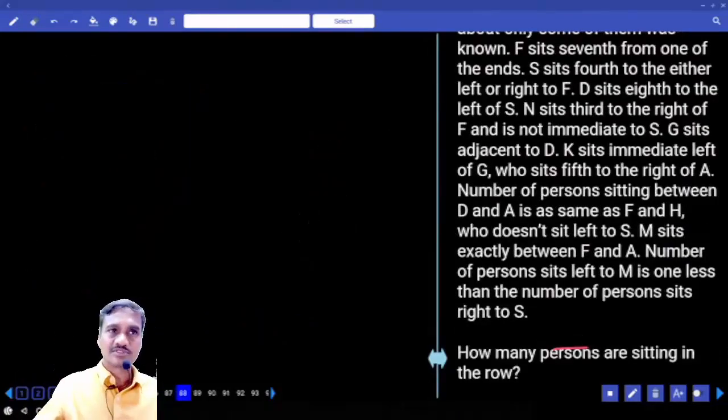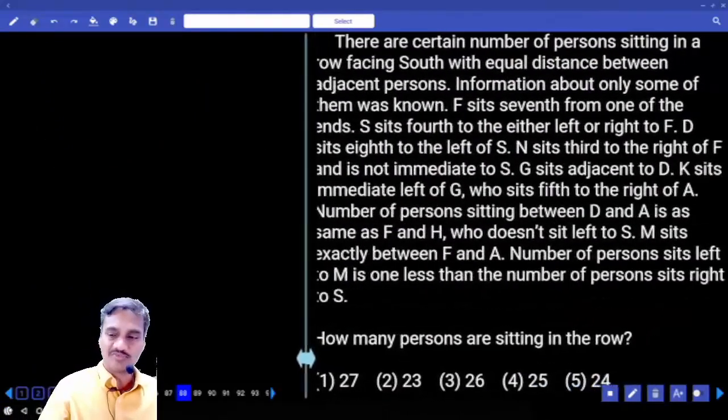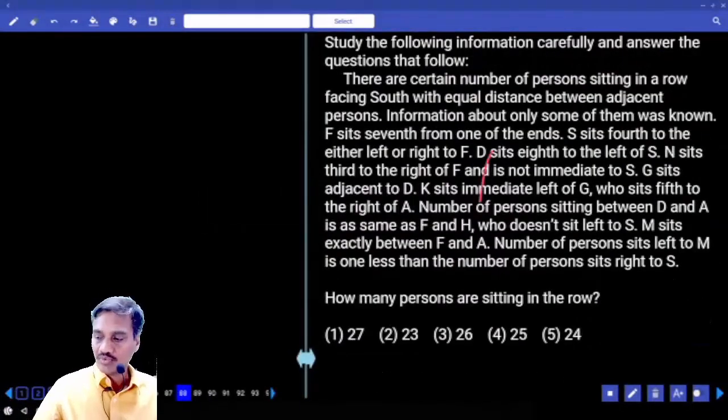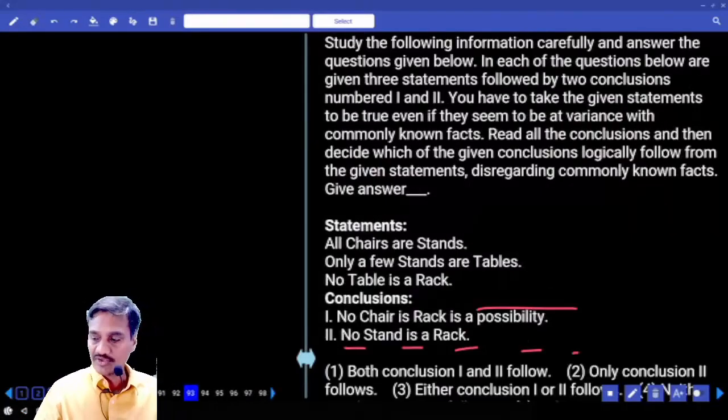Then 88 onwards. Now question numbers 88 to 92, there are a certain number of persons. Is this first priority or second priority? Second priority. Why does it come under second priority? One is uncertain. How many persons are sitting in the row? It is more than 20. Hence it must be a difficult one, definitely under the second priority, question numbers 88 to 92. Then coming to 93 onwards.